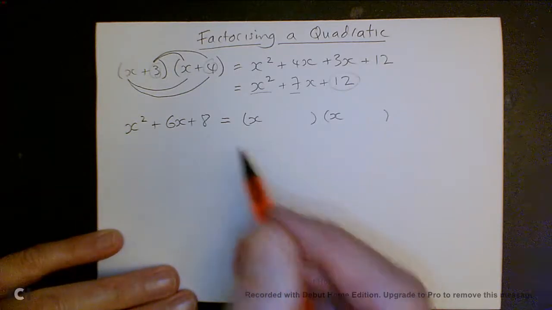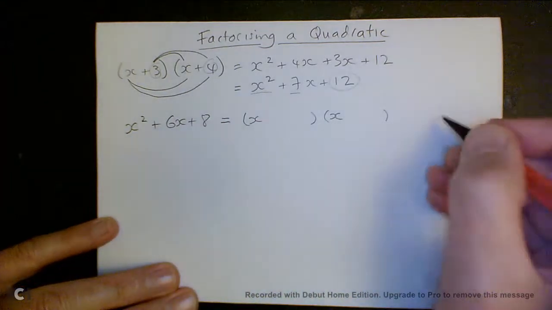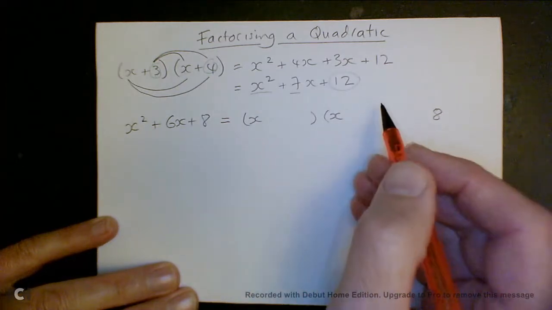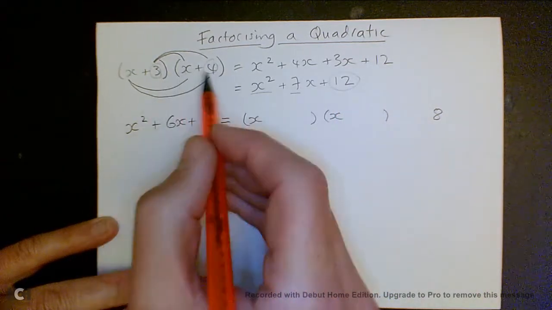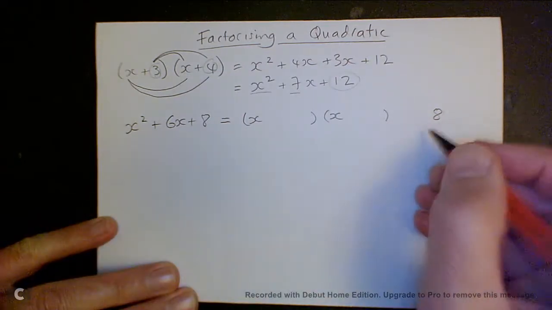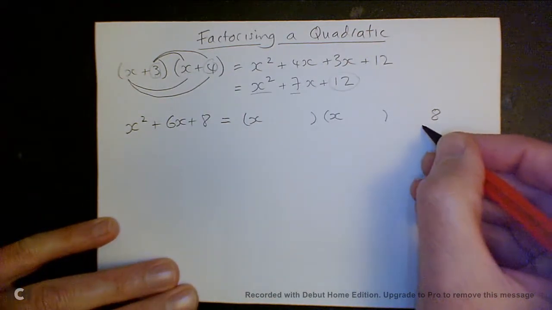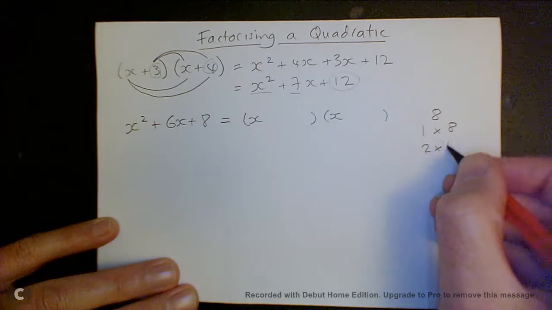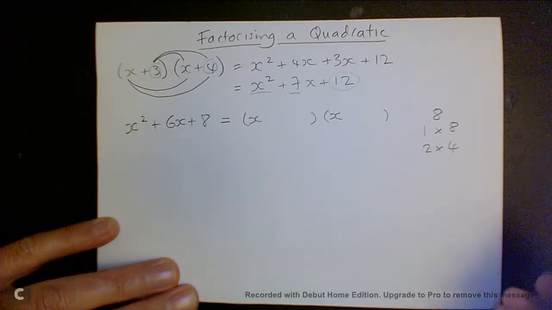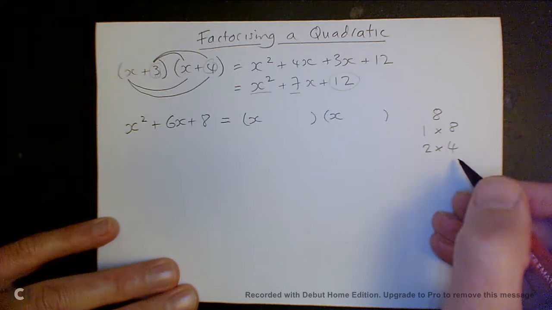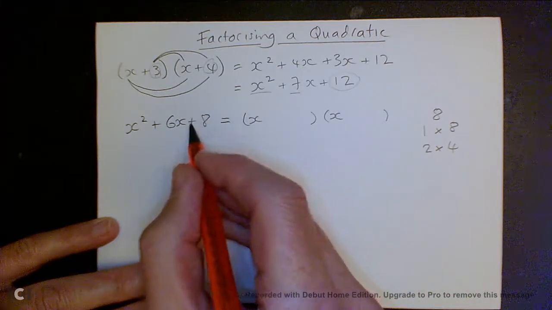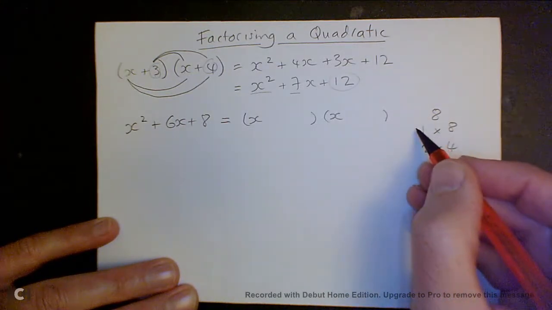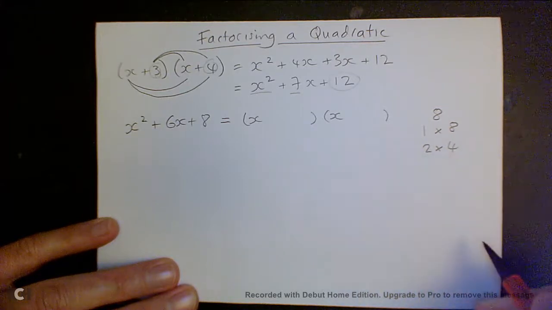Now the next thing you need to realize is you take this number on the end, 8, and that is a result of multiplying two numbers. So for example, we got a 12 on the end here, and that is a result of multiplying 3 by 4. Now the 8 can be obtained by multiplying 1 by 8 and 2 by 4. But be careful to also think about negative numbers, because we might have, for example, a negative 8 here. So I could also get a positive 8 by multiplying minus 1 by minus 8 and minus 2 by minus 4.